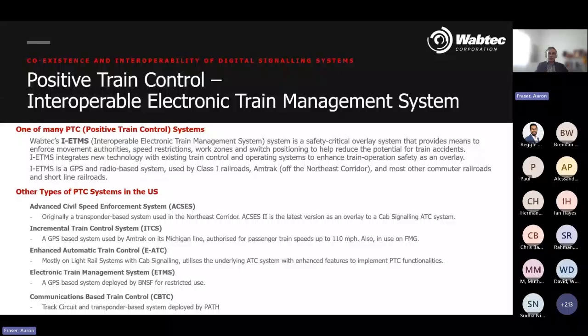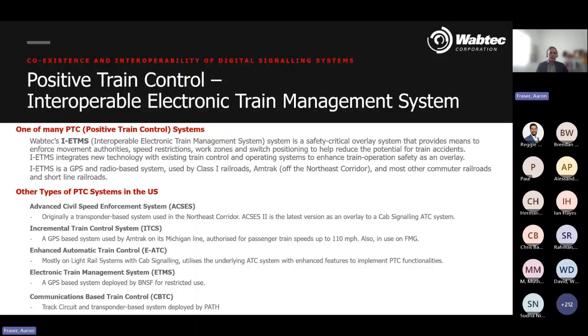So as I mentioned, there are a number of different PTC systems in use throughout the US. However, Wabtec's PTC, the IETMS solution, was developed collaboratively by the industry with multiple vendors developing different components of the system, and also collaboratively with the railroads, with some oversight by the FRA and assistance through the Association of American Railroads.